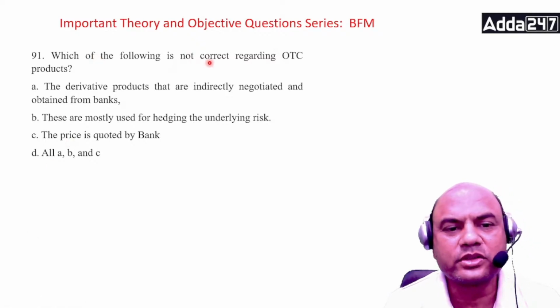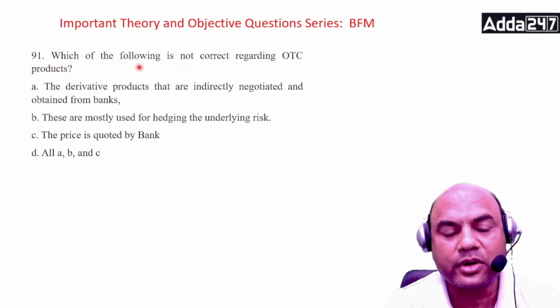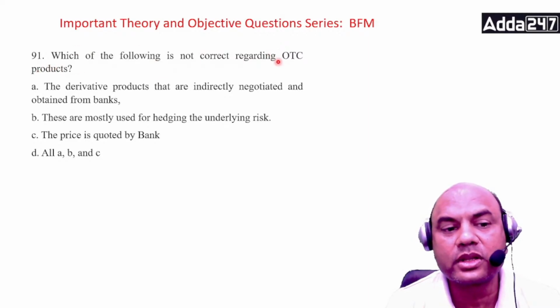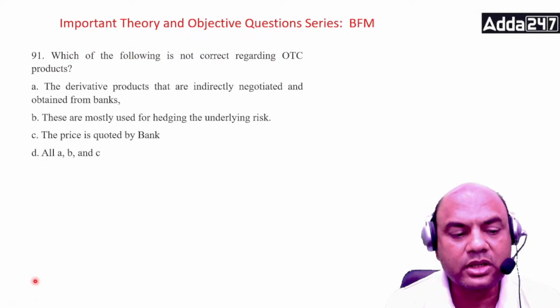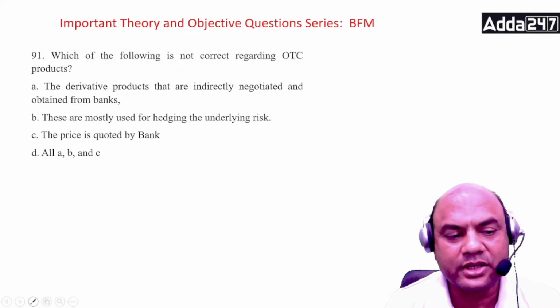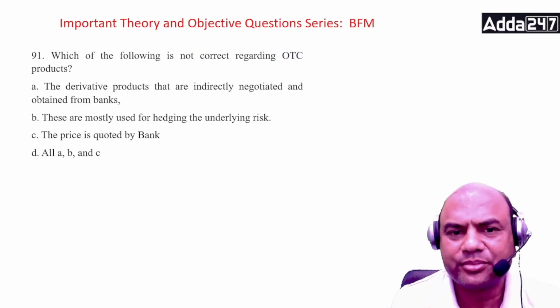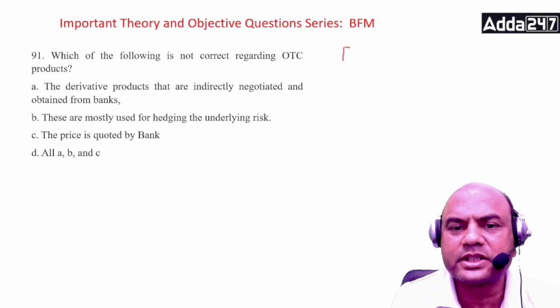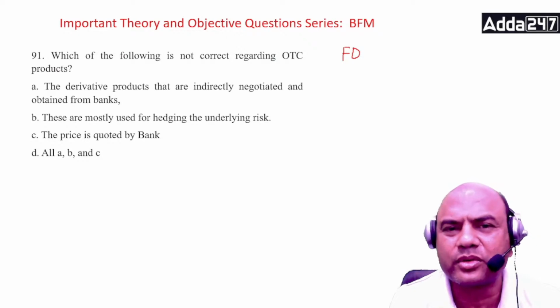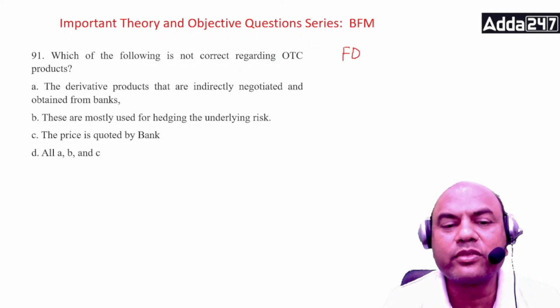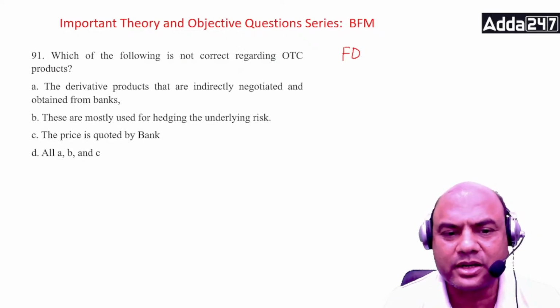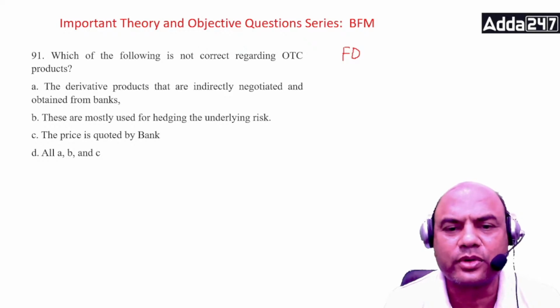Which of the following is not correct regarding OTC products? OTC means what? Over the counter. What are over the counter? Means which are directly exchanged with the customer on the counter. A simple example, I'll give you FD, fixed deposit. Fixed deposit is an OTC product. Over the counter means there is no brain work required in this fixed deposit, right? Rates are given. You have to just follow the rates and move on, right?